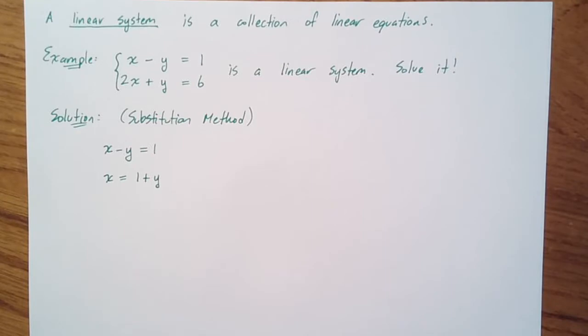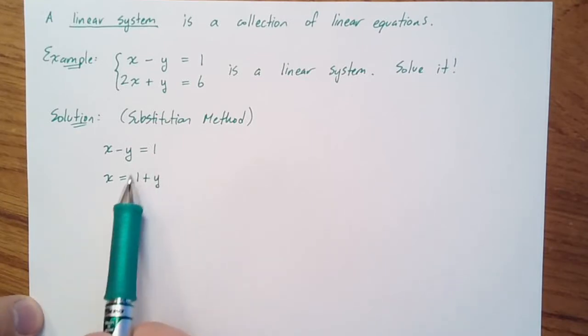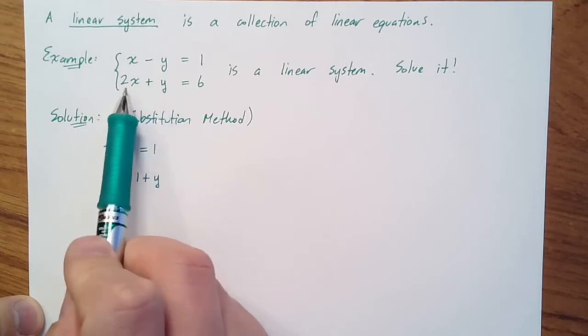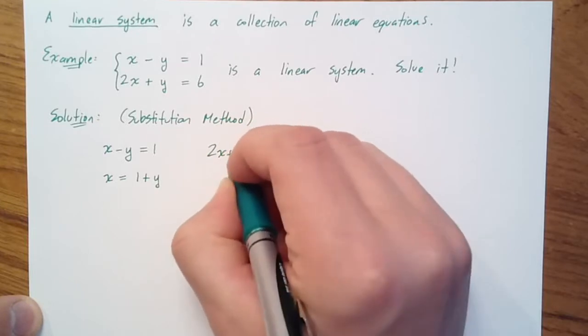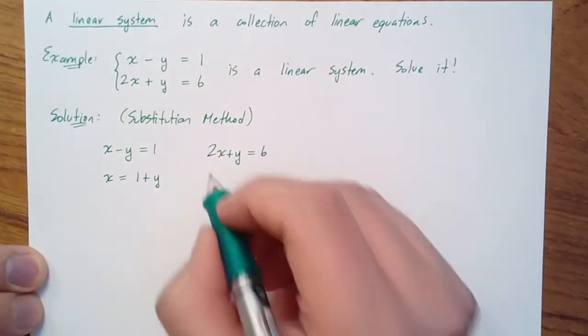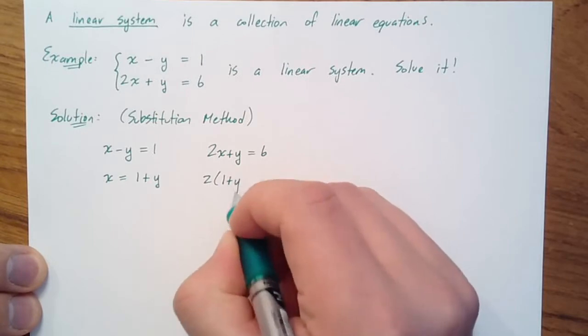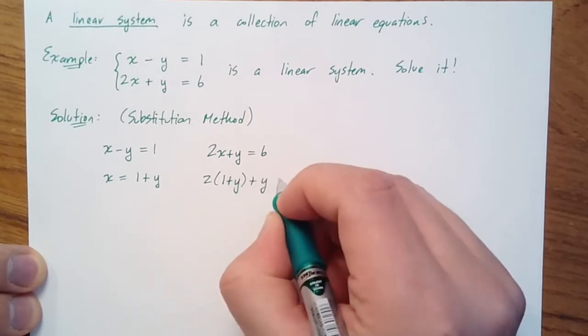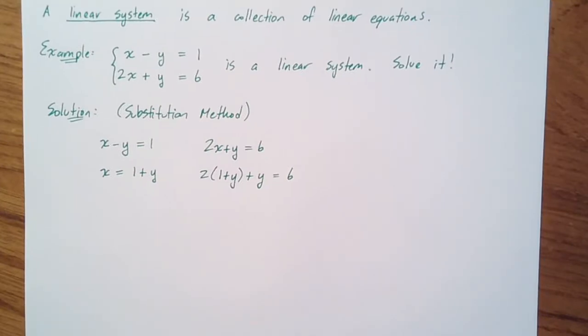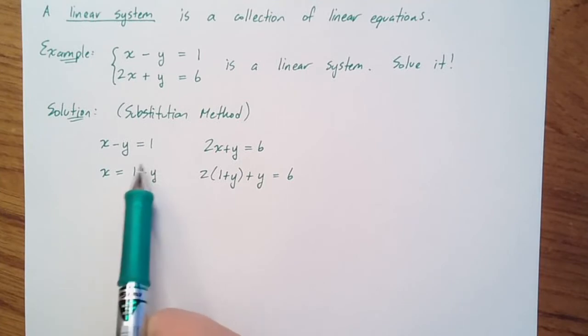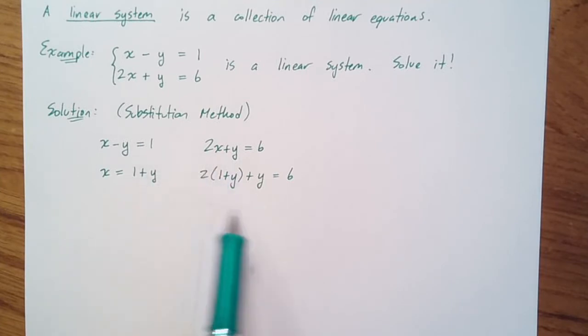Okay, and then I'm going to take that expression for x, 1 plus y, and plug it in for the x in the other equation. So the 2x plus y equals 6 is actually going to become 2 times (1 plus y) plus y equals 6. Okay, so there you go. Now we've got an equation with only a single variable. It's called the substitution method because we substituted this representation of x in for the x in the other equation, and that yielded an equation with one variable, which we can now solve.